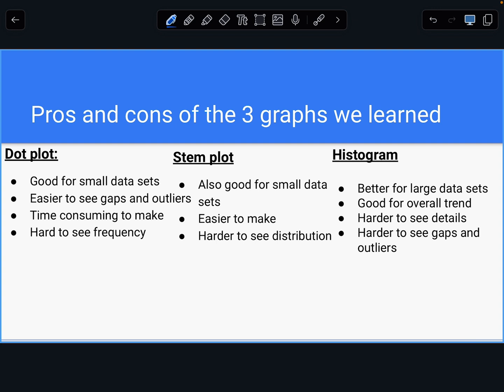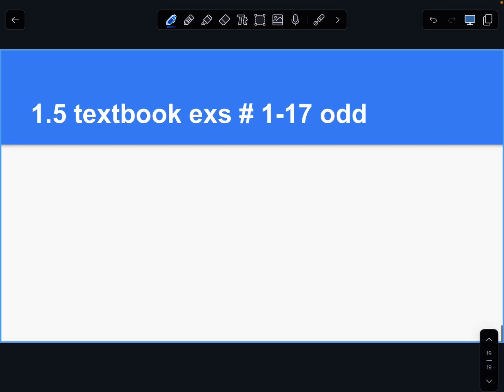And then for histogram, it's better for larger data sets. It's good to find the overall trend, but it's much harder to see details and harder to see gaps and outliers. Okay, there is the assignment. Remember, go into your textbook. Your homework questions are 1 through 17 odd.